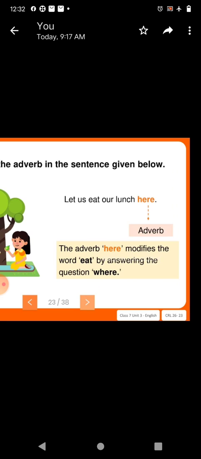So identify the adverb in the sentence given below. Let us eat our lunch here. Can you identify the adverb in the sentence? Yes, here is the adverb. The adverb here modifies the word eat by answering the question where. So here you can see, let us eat our lunch where? Here, isn't it? So it was modifying the word eat by answering the question where.